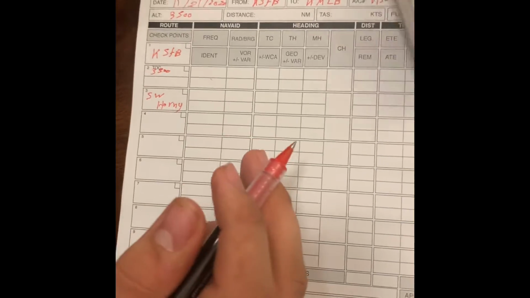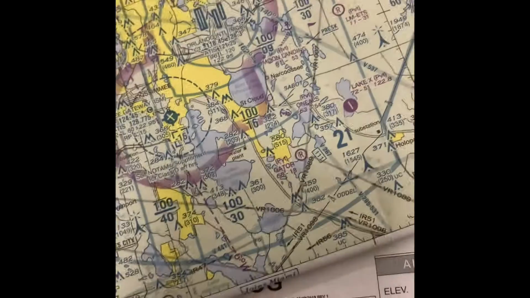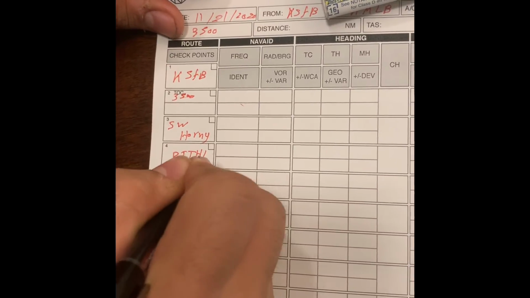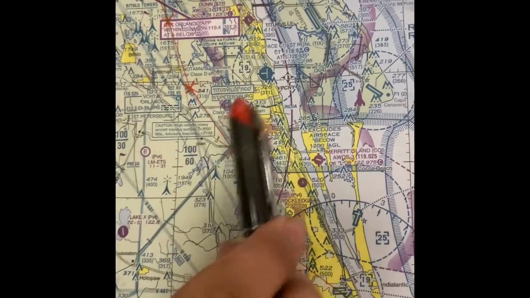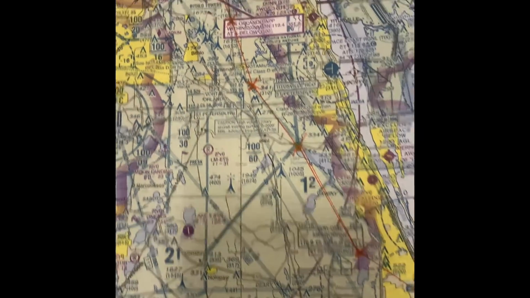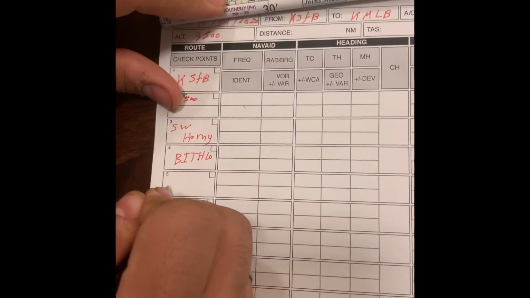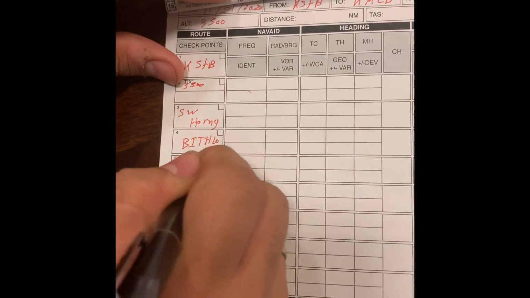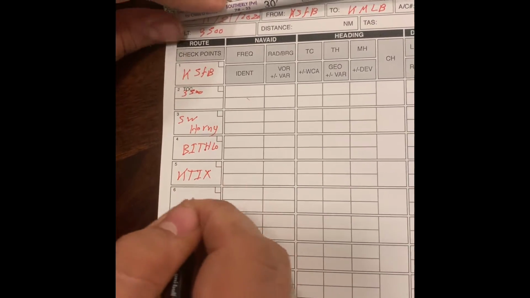Okay, the next point is going to be Petlo Antenna, so we're going to write Petlo. The next point will be Space Coast. Here we're not flying over it, but it's close to it. It's going to be on our left in the airplane. So we can write the identifier of the airport, which is KTIX. Kilo Tango India X-ray.